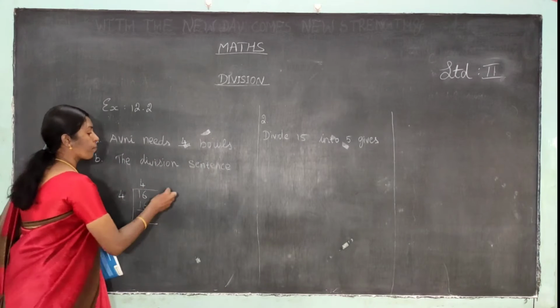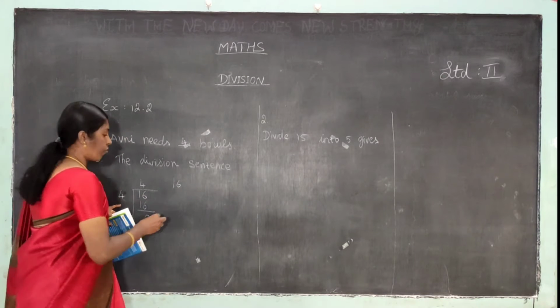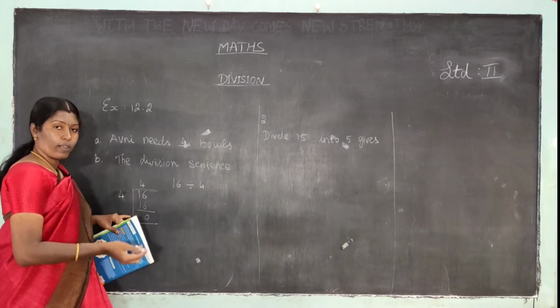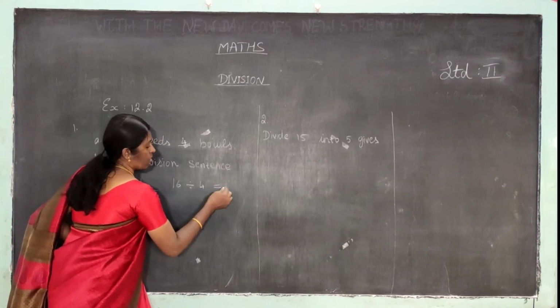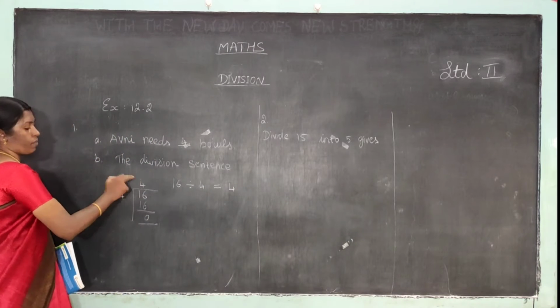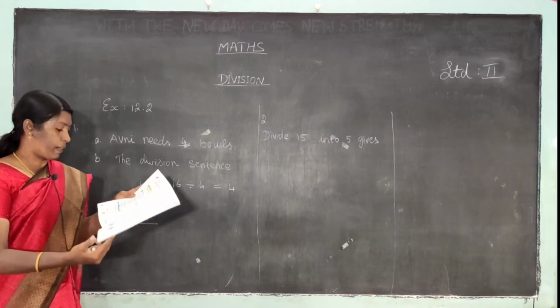How will you write? 16. What is the divisor? 4. 16 divided by 4. And what is the answer? 4. Okay, here write the quotient. Okay, did you understand? Next one.